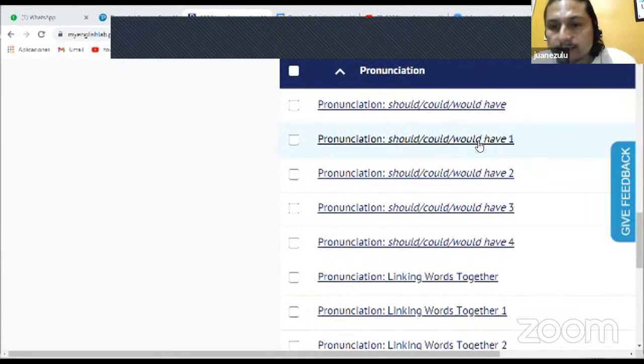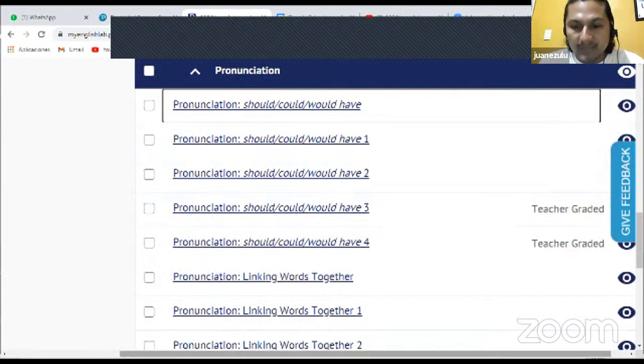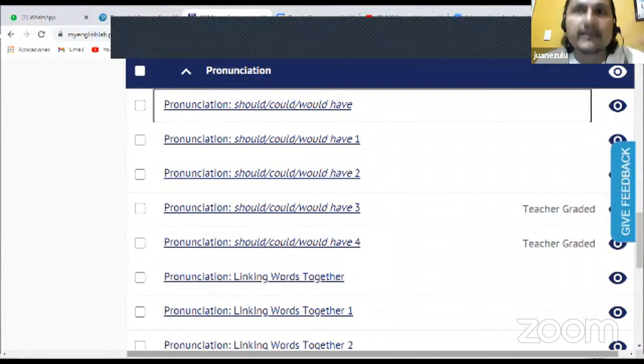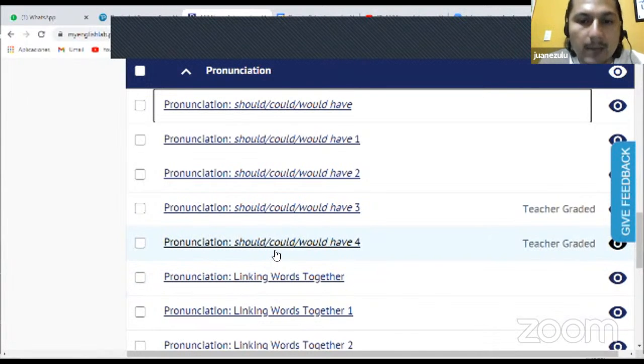Okay, let me share my screen, of course. Okay, so pronunciation: should, could, would. Here we are going to have some activities. Here is where you become active. I will activate all of these activities in the second part of the class. For the moment, I want to work with you, and at the end, I will activate certain activities so that you can produce and have a product, so that you can practice, okay?